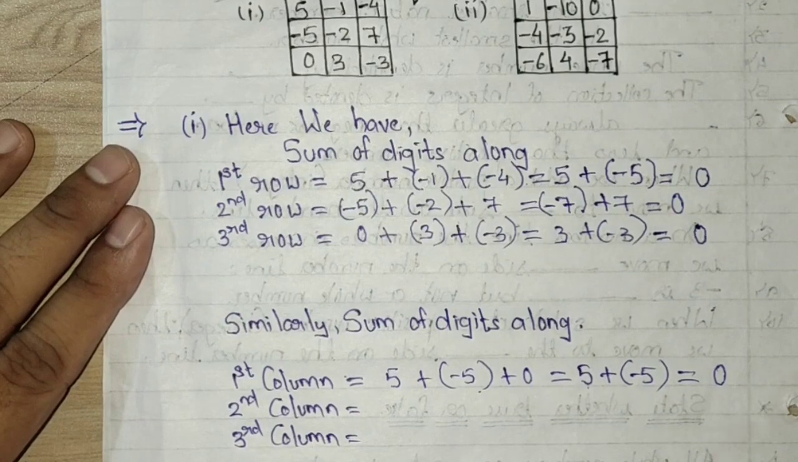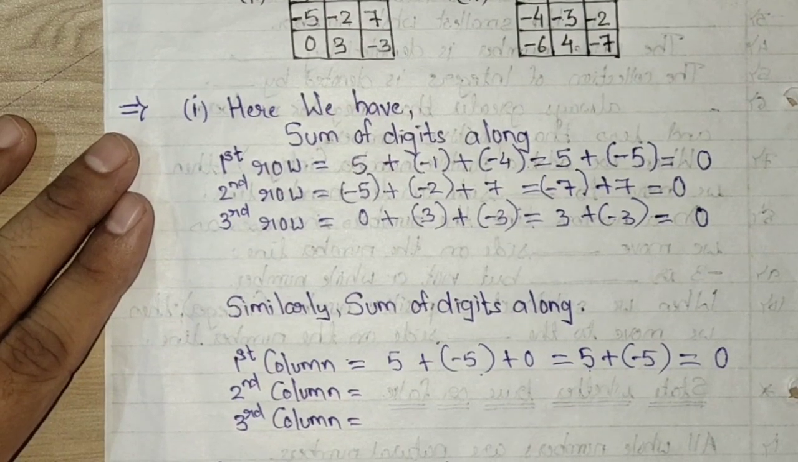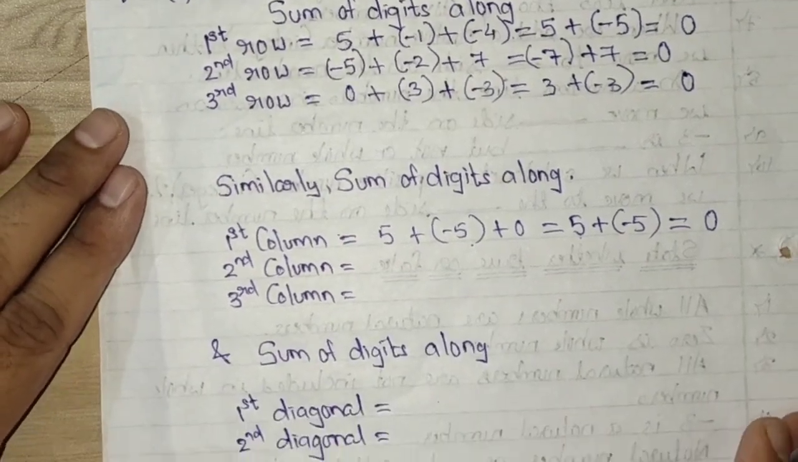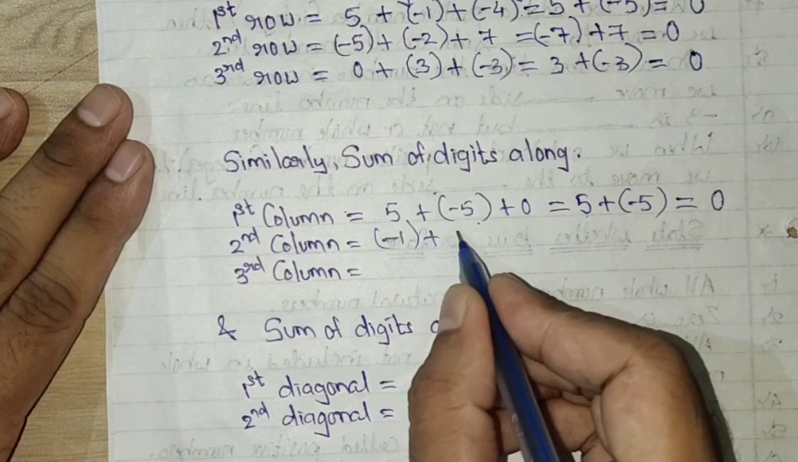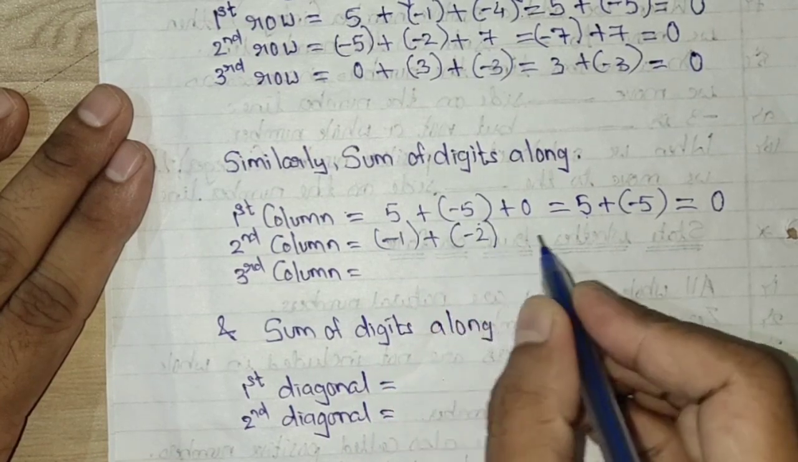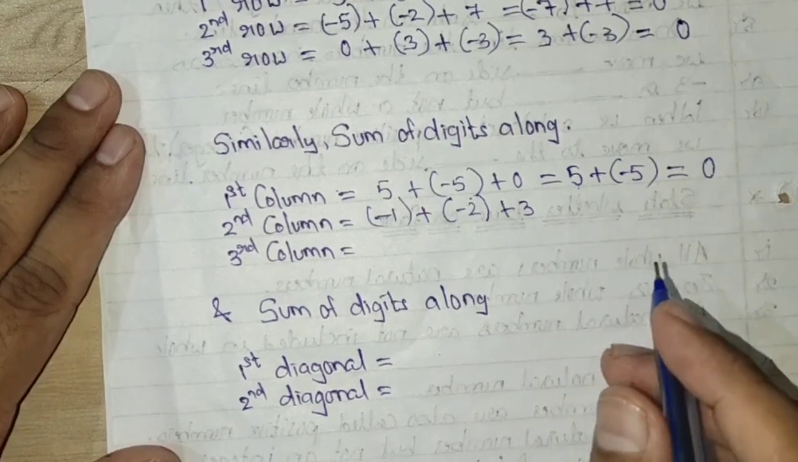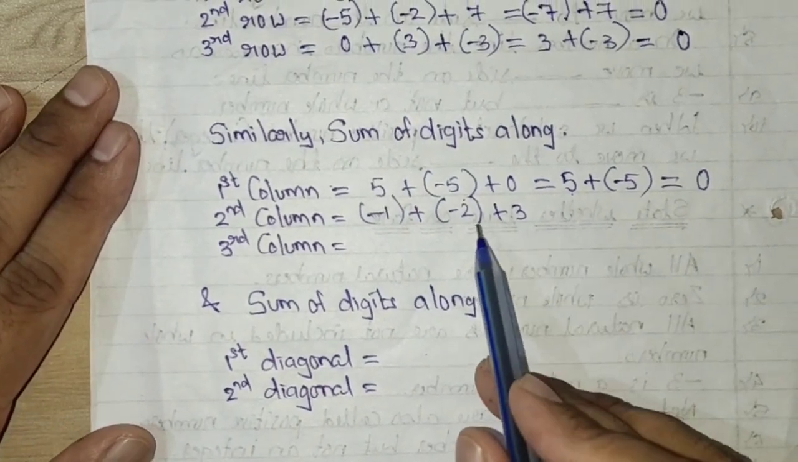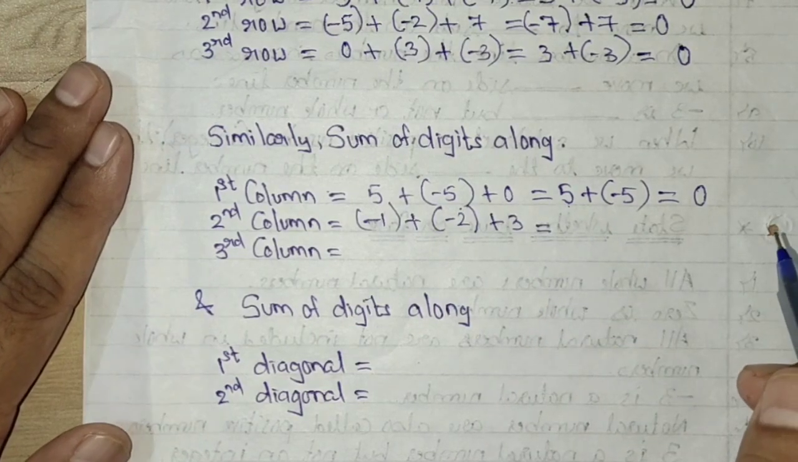So let us do the addition of these three numbers. Minus 1 plus minus 2 plus 3. Why we are adding, students? Because they told us sum. That's why we are doing the sum of the column.